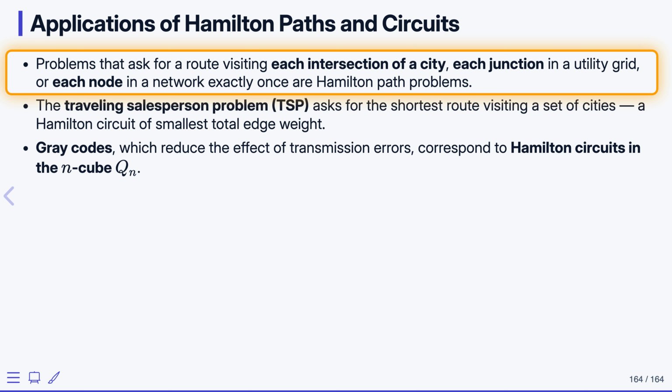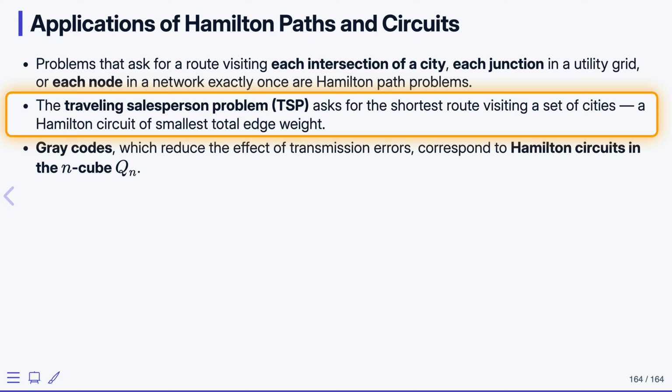Where do Hamilton paths help us? Think of a job that must visit every point exactly one time. For example, visit every road intersection in a city, or every place where pipelines meet in a grid, or every node in a network. Each of these is a Hamilton path problem.